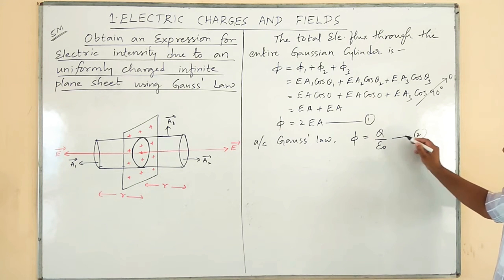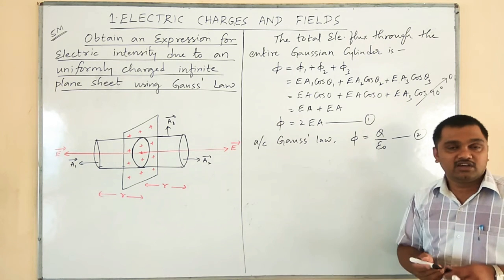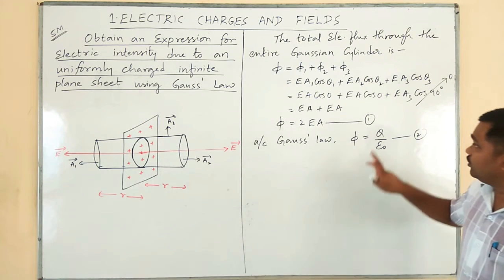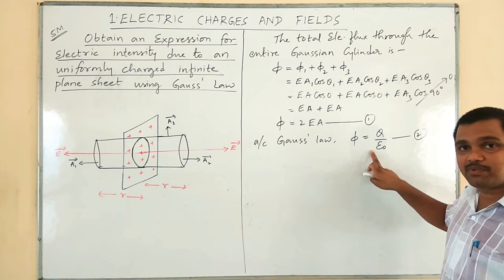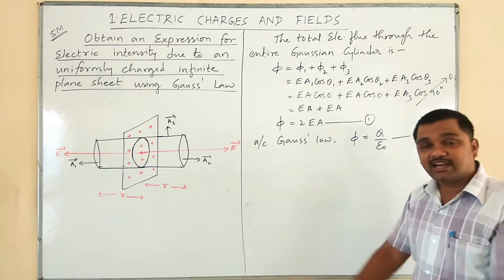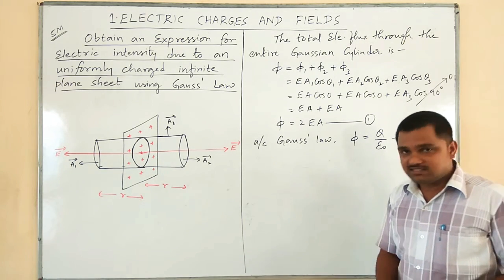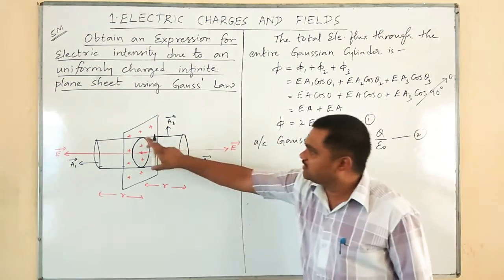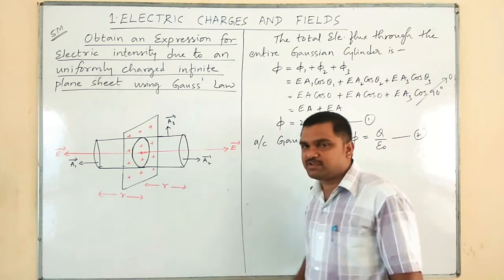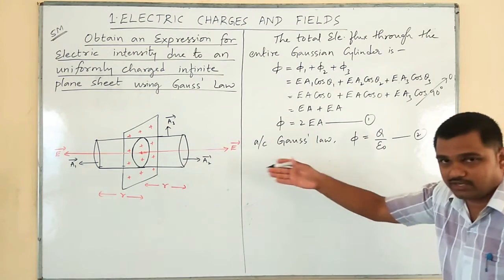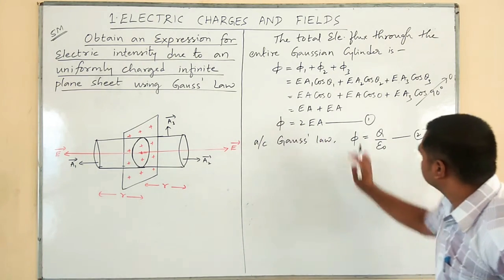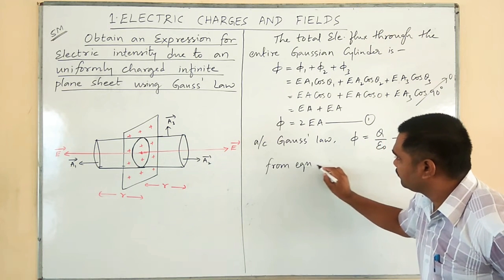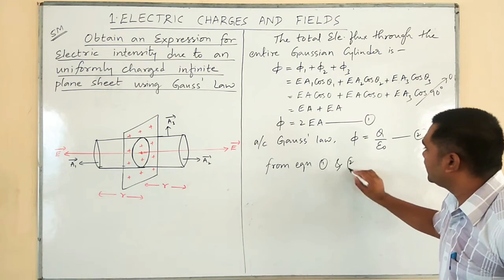That is, total electrical flux through any closed surface in free space is equal to 1 over absolute permittivity times the net charge enclosed by the surface, isn't it? See, this cylinder and this plane sheet all are in free space or vacuum. Okay, no need to tell that again. Okay, fine. Next, from equation 1 and 2.